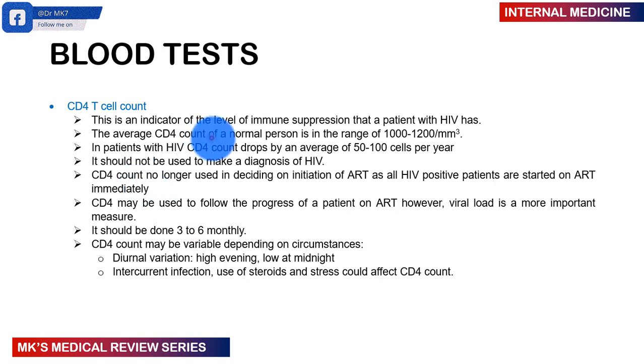So in patients with HIV, the CD4 count begins to drop about 50 to 100 cells per year. So the CD4 count must not be used to make a diagnosis of HIV. We should use the antibody test, the antigen test, as well as the nucleic acid test. Then of course the CD4 count is no longer used to determine whether we should start patients on treatment. So if they are found positive, we start them on treatment there and then.